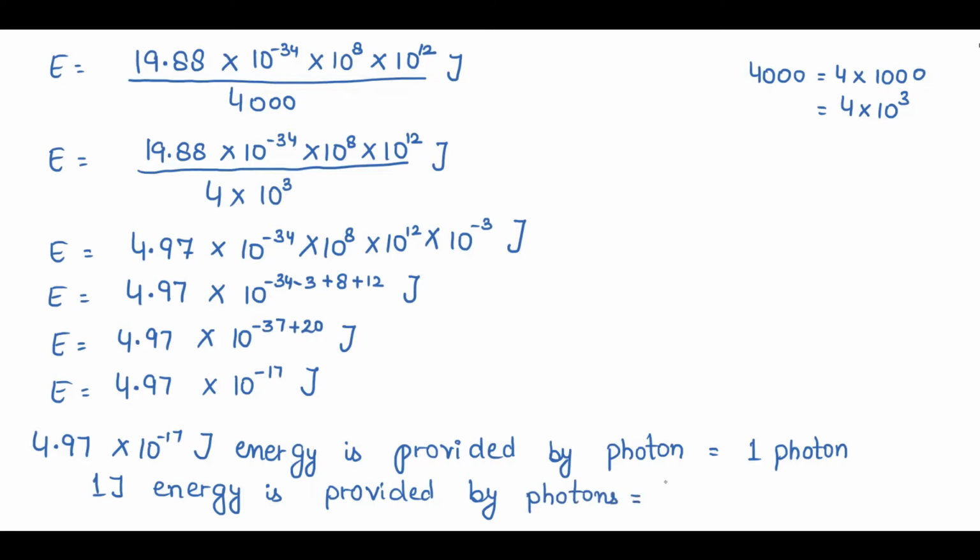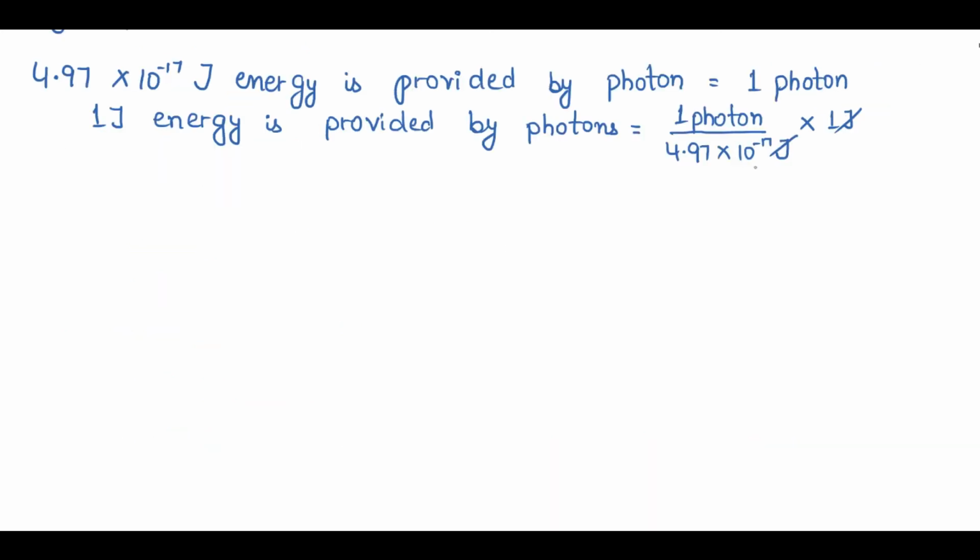Equal to, now here we are applying the unitary method. So 1 photon divided by the first value on the left side, 4.97 into 10 raised to power minus 17 joule. The second value will be multiplied with it. So I'll cancel this joule with this. Now this 10 raised to power minus 17, when I take this value to the numerator, it will be plus 17. So 1 into 10 raised to power 17 divided by 4.97. Units we are having photons only.